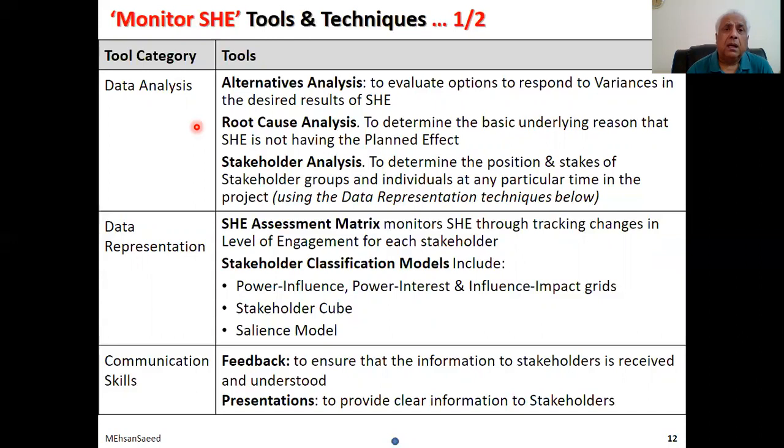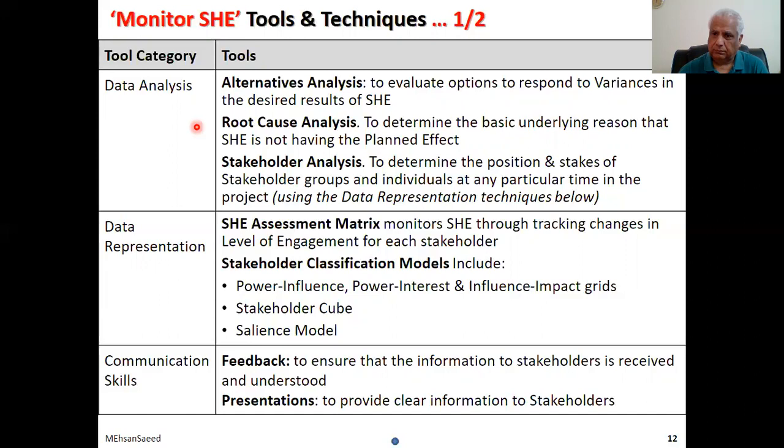And many other occasions you are aware of. But in the context of stakeholder engagement, alternative analysis means analysis of alternative strategies. Let us say there is a stakeholder who has become indifferent. How are you going to handle this stakeholder?